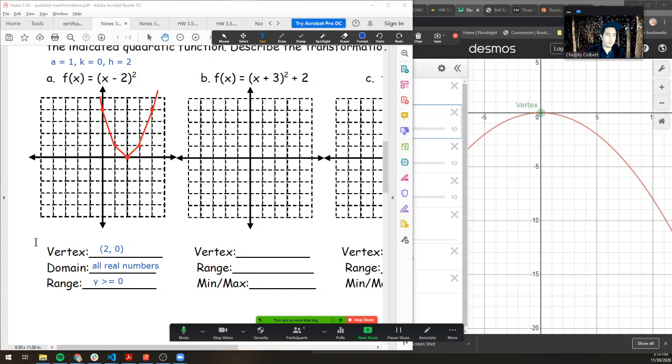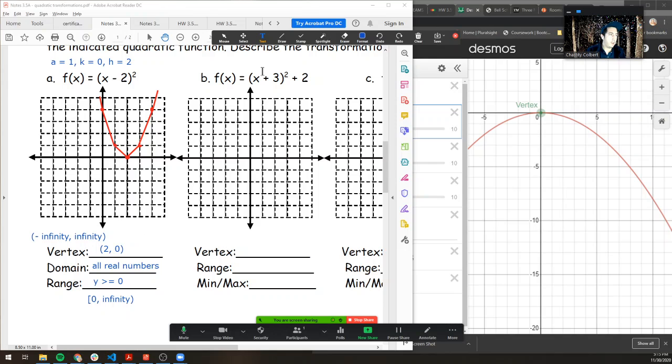Domain, if you want to do all real numbers, you can write that a couple different ways. You could write negative infinity to positive infinity. That's another way to say all real numbers. You could do the R symbol if you know that. And you could also use the symbol for infinity, like the fallen over 8. The range here, you could say is between 0 and infinity, where you have a bracket over 0 because it can be 0, but it can't be infinity.